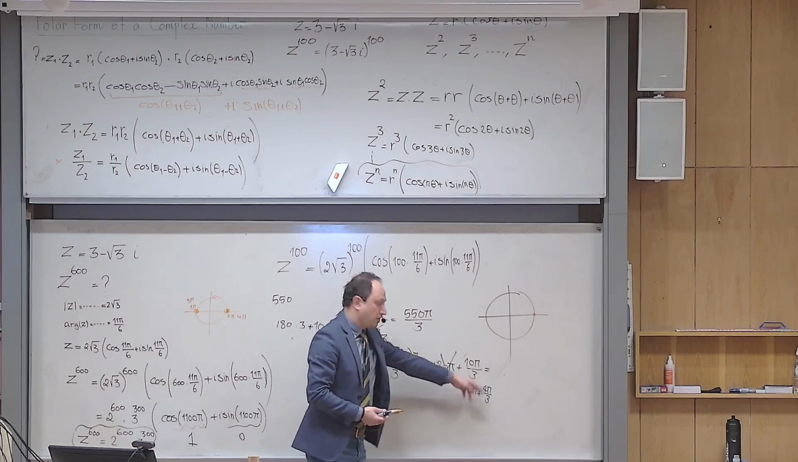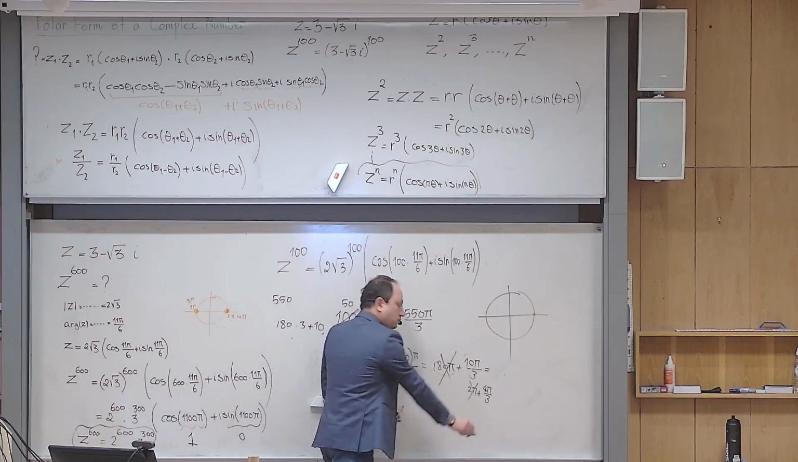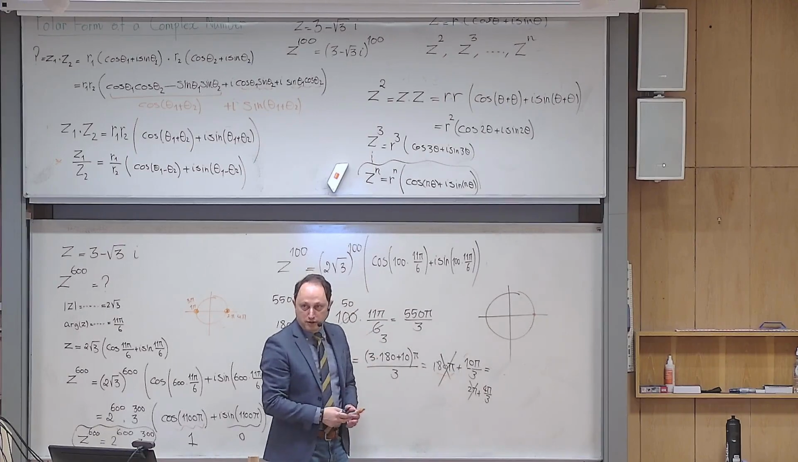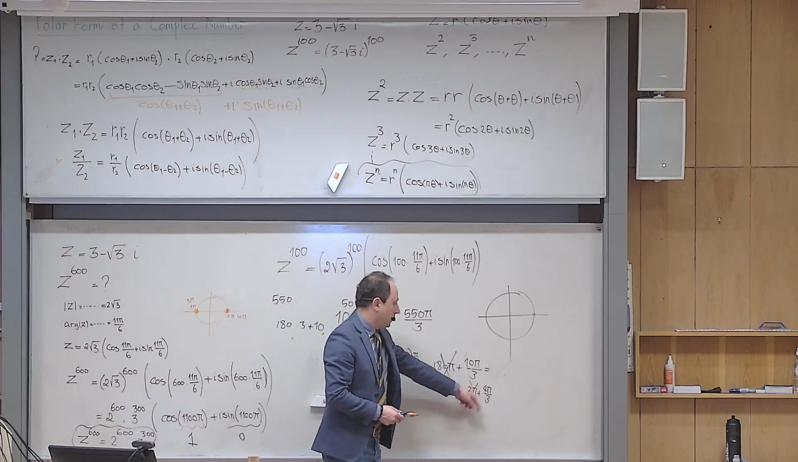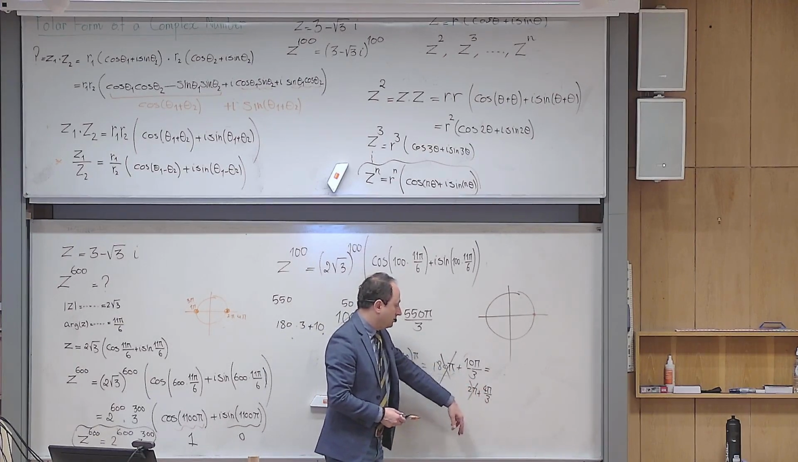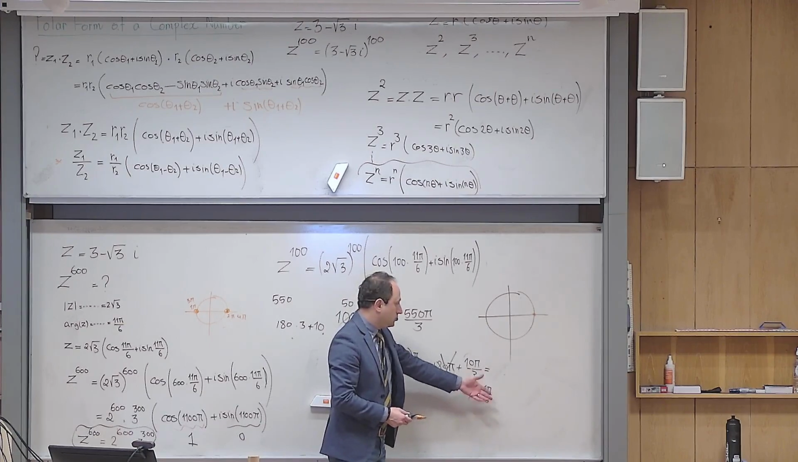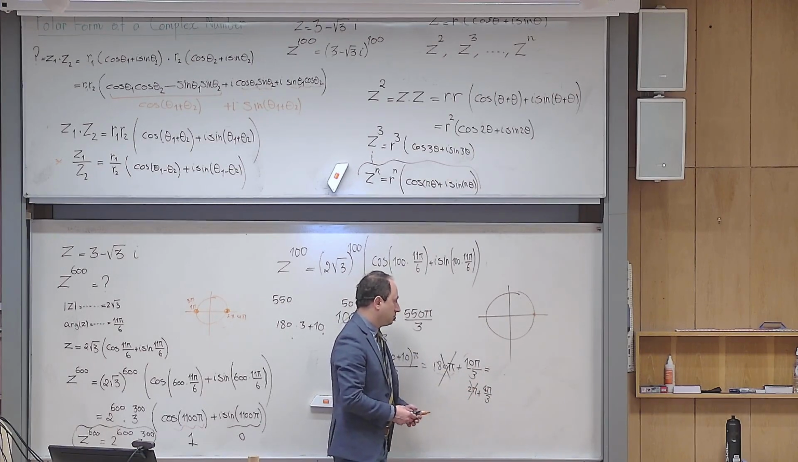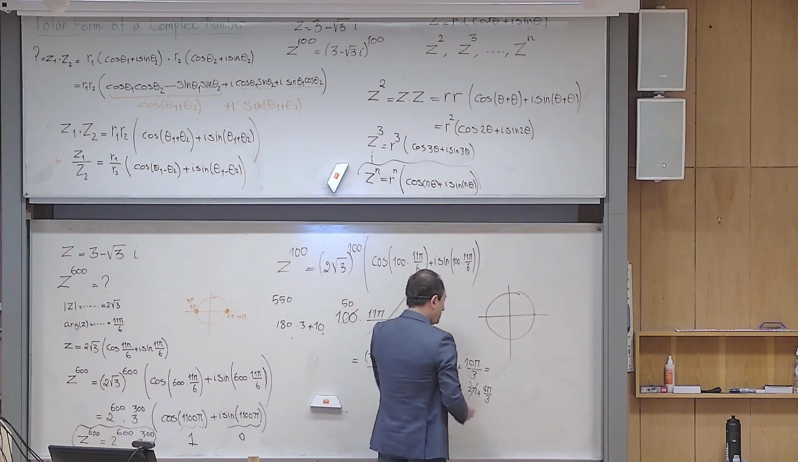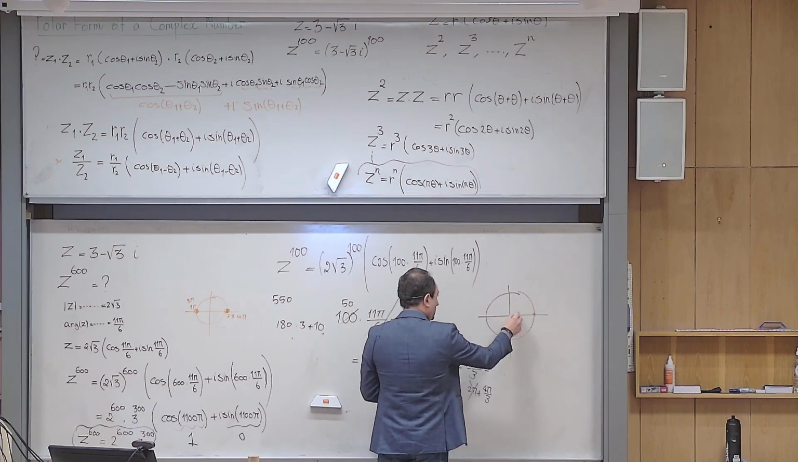Because that's also 10 pi over 3. So I can also ignore this 2 pi again, because that's also an even multiple of pi. So this means this is my angle. And how much is this angle? It is 4 times 60, which is 240 degrees. So this means that I start from here, and then I end up here.